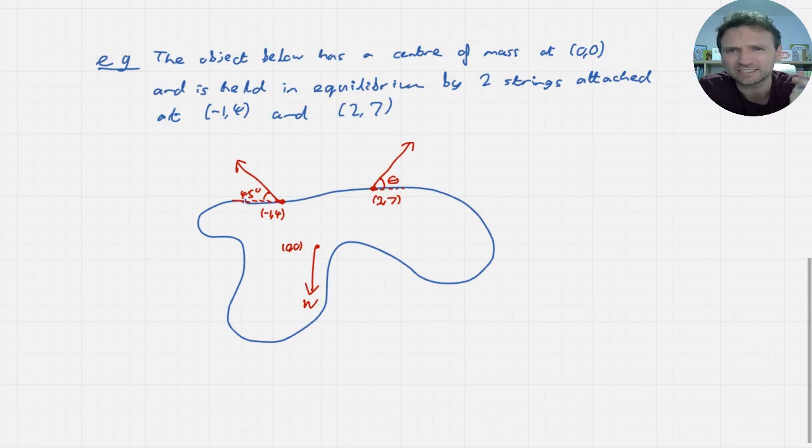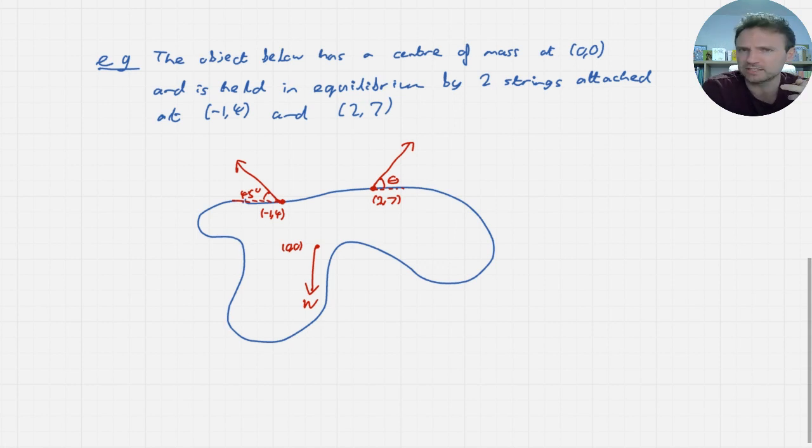And I'm telling you it's held in equilibrium by two strings. One of them attached at (-1, 4), with an angle of 45 degrees to the horizontal, and one attached at (2, 7), with an angle of theta to the horizontal. I'm not going to tell you what those forces are. What I want to find out is the value of theta, so this is necessary.